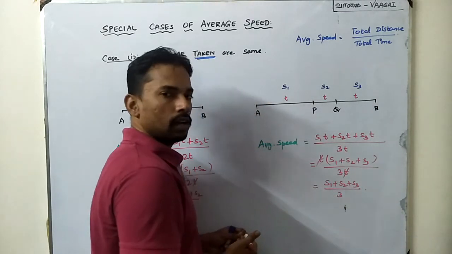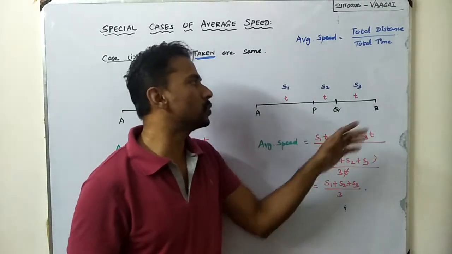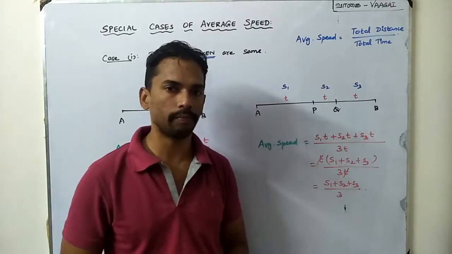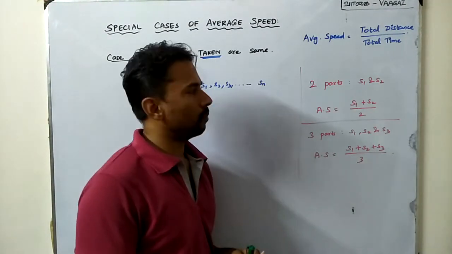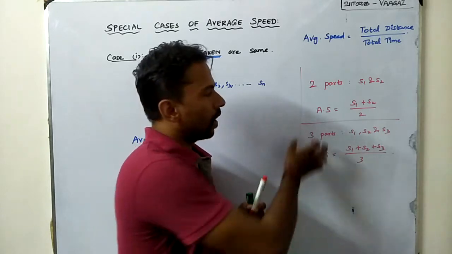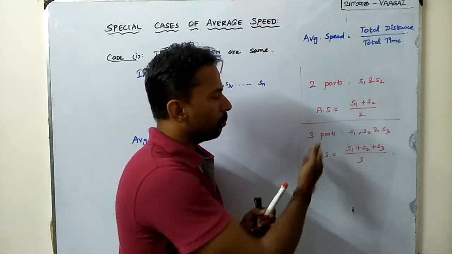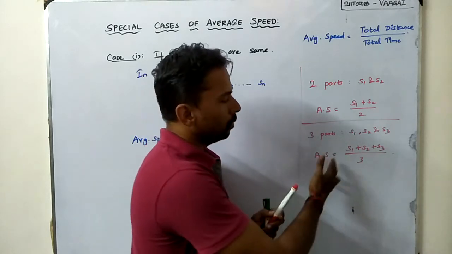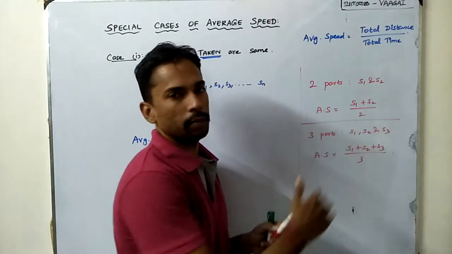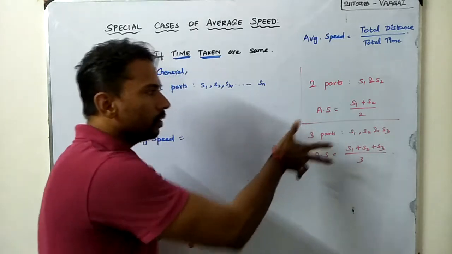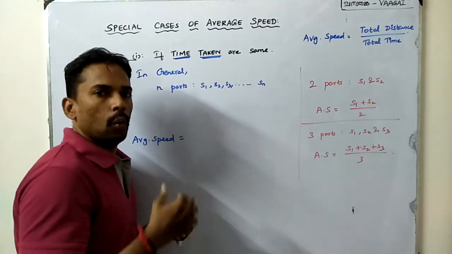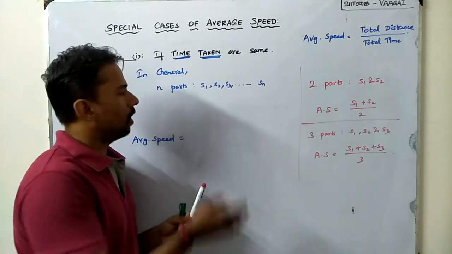This is going to be the average speed when I have 3 speeds S1, S2, S3. Friends, if the time taken are same, for 2 parts we got our average speed to be (S1 plus S2) by 2. Similarly, for 3 parts, we got the average speed to be (S1 plus S2 plus S3) divided by 3.